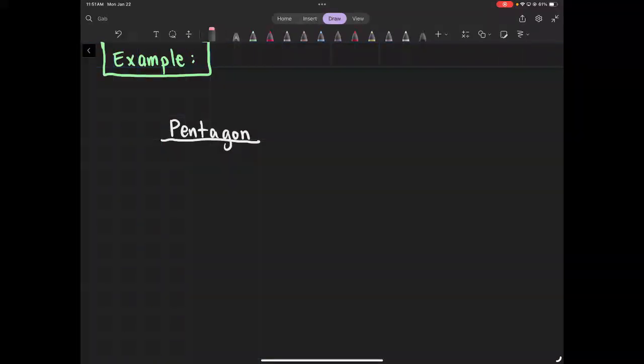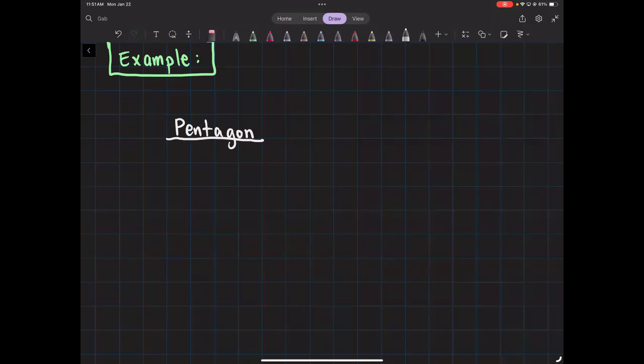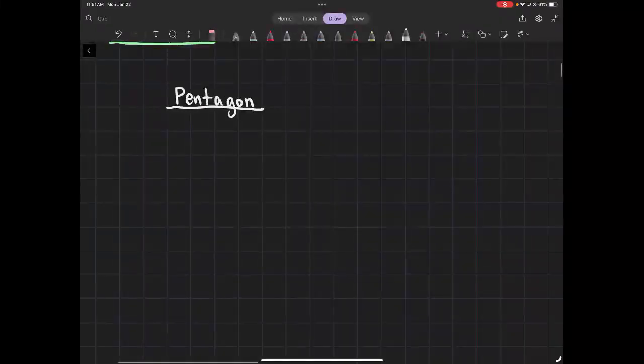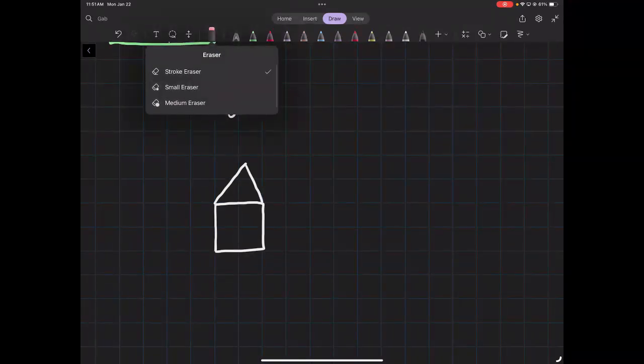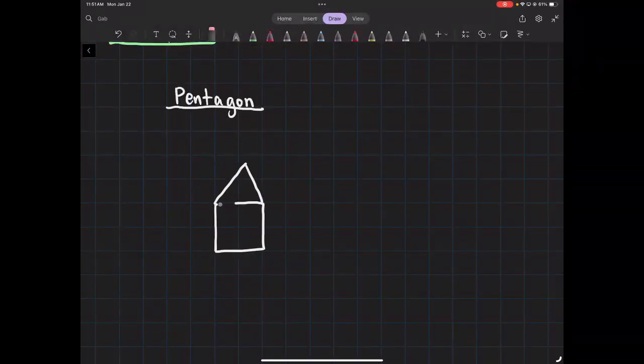Okay, what does a pentagon look like, guys? Martin? You literally hear me. 5 sides, okay? But I'm gonna draw it like this. I'm gonna start with a square, and then I'm gonna draw a triangle on top. I'm gonna erase this part.